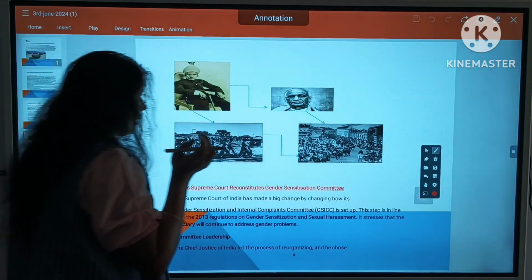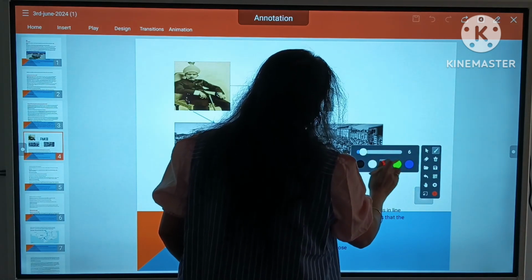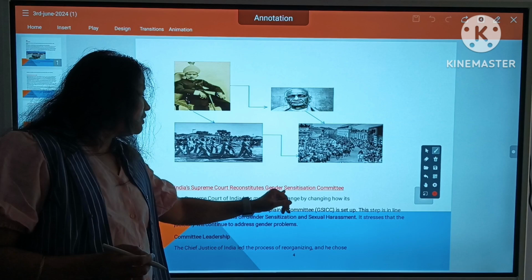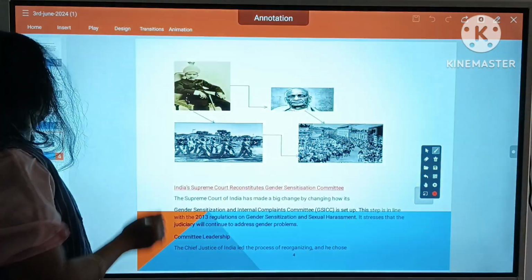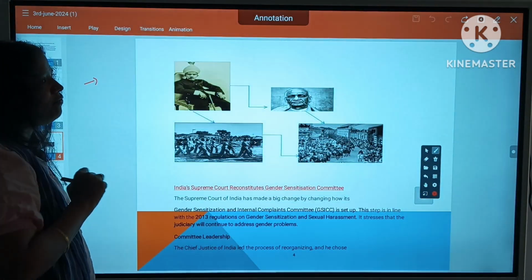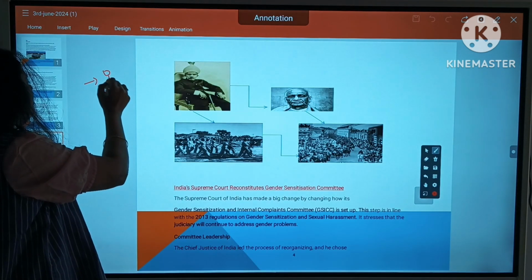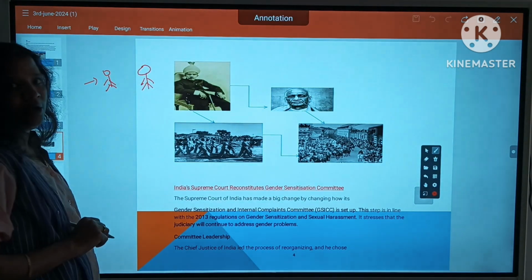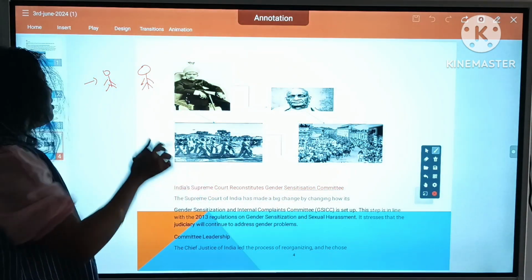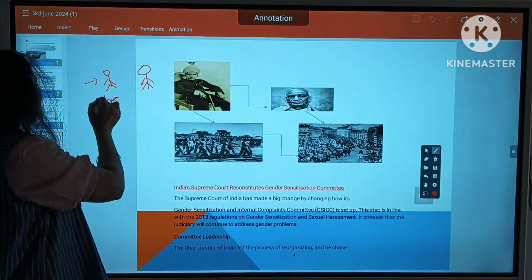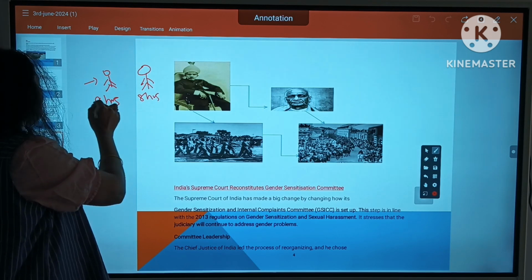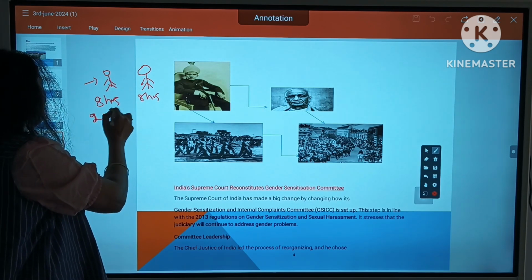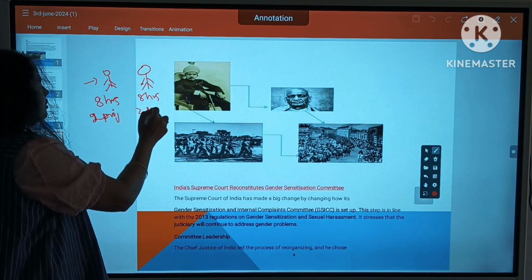Gender Sensitization Committee of the Supreme Court. What is gender sensitization? Suppose one male is working in an office, and one girl is also working. Both are doing the same hard work. 8 hours he is working, 8 hours the lady is also working. The male finished 2 projects, the female also finished 2 projects.